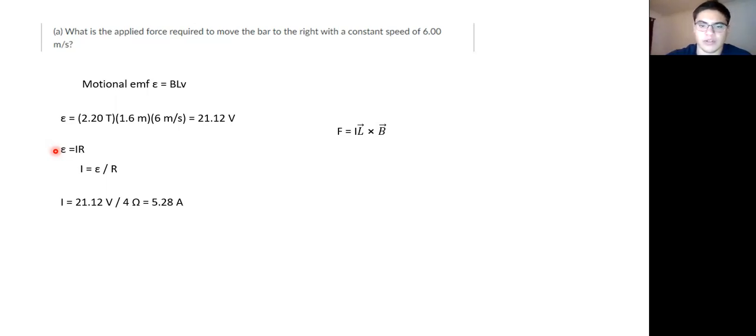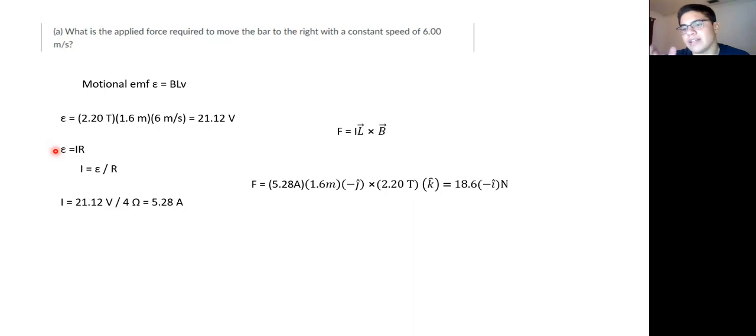We have the length vector because the induced current is now going down the bar instead of going up because of the induced EMF. It causes the current to go down the bar, which is why this direction is negative J. Either way, we input these values, 5.28 amps times 1.6 meters, cross 2.20 teslas, and you're going to get 18.6 newtons in the negative I direction, meaning it's going to the left.